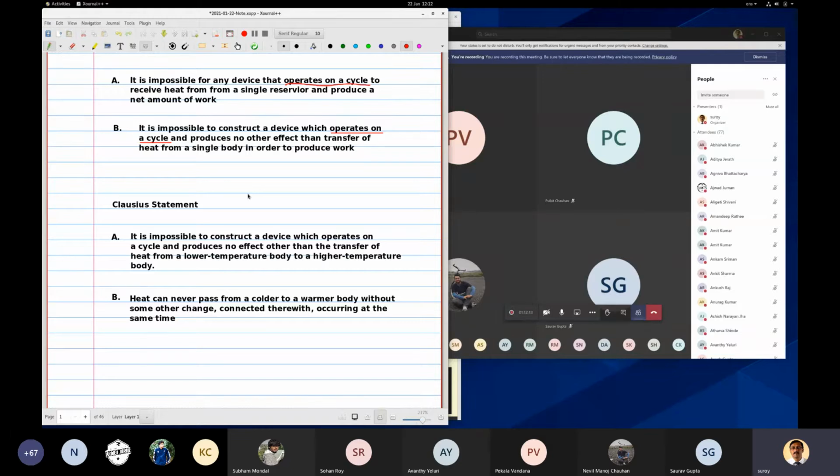But if you just keep two bodies in contact, one at a higher temperature and one at a lower temperature, then heat spontaneously flows from the higher temperature to the lower temperature. Nothing else has to be done. Just keep them side by side. Okay, so that is spontaneous. So this is what the second law is all about.